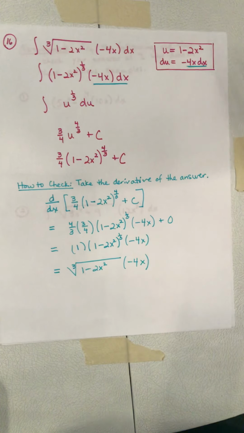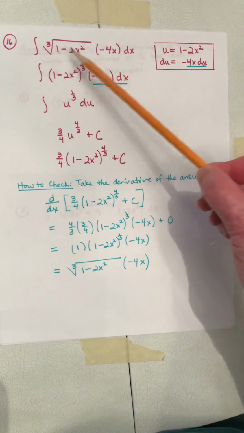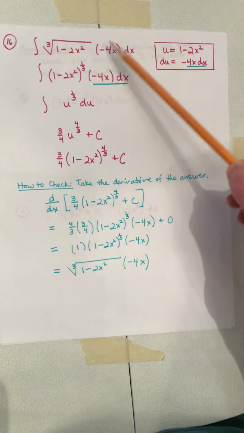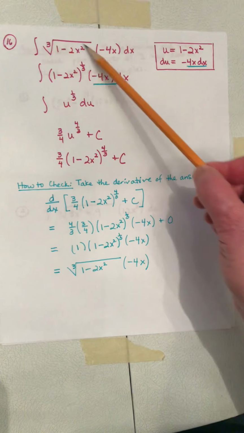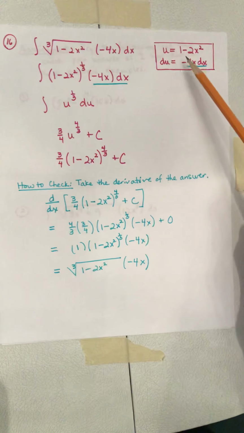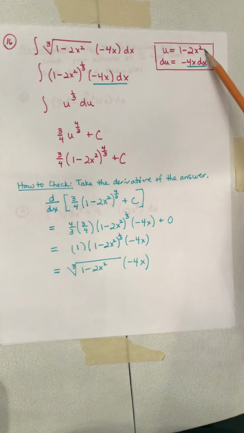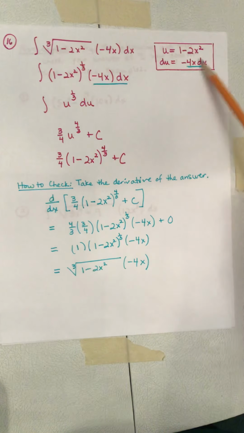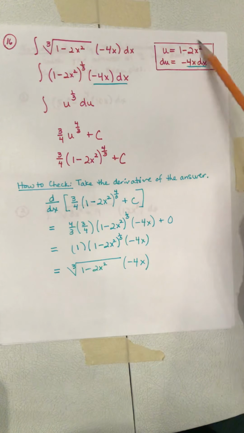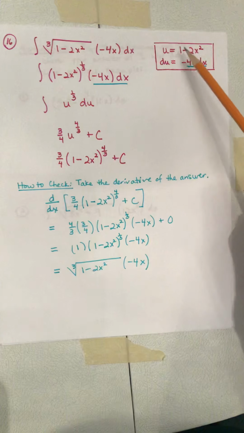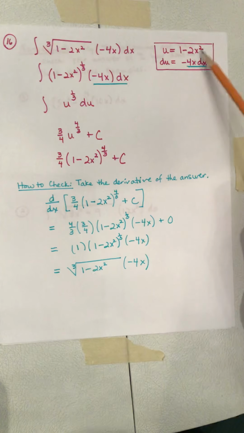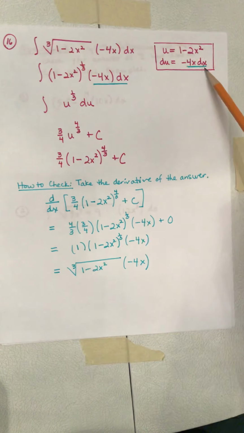All right, so this is the integral of the cube root of 1 minus 2x squared times negative 4x dx. Again, we look for the inside function, which is 1 minus 2x squared. We take the derivative of our inside function, which we've assigned to u, and the derivative of u is going to be the derivative of 1 minus 2x squared, which is negative 4x dx.